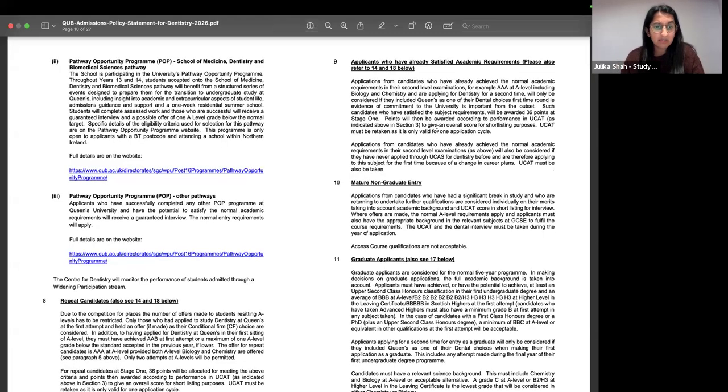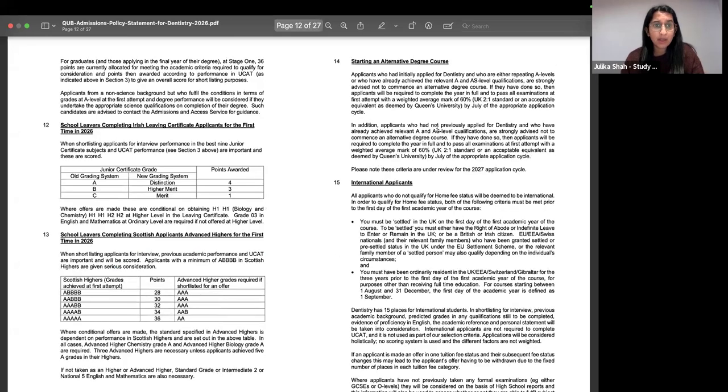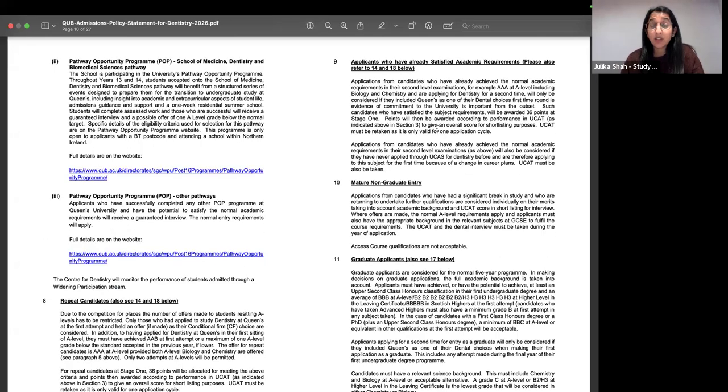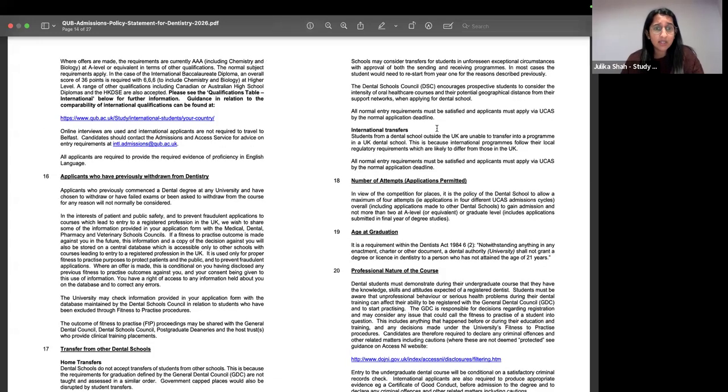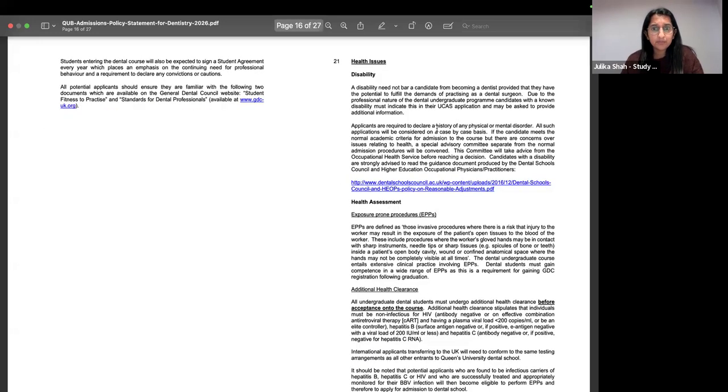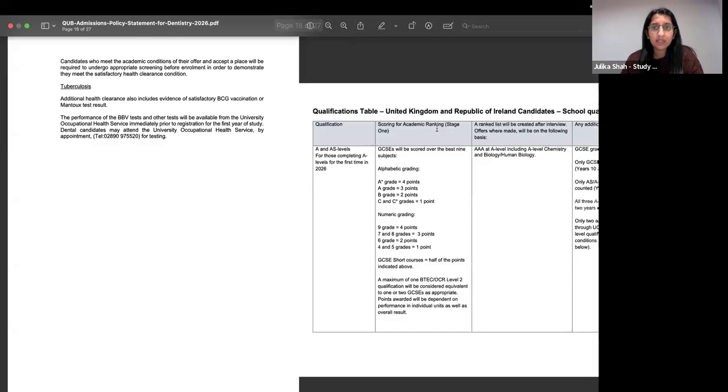And then it talks about different types of things, like pathways and different types of entry, which I'll talk about at the end. Lots and lots of writing. You don't have to go through all of it, but you can have a read at the end.